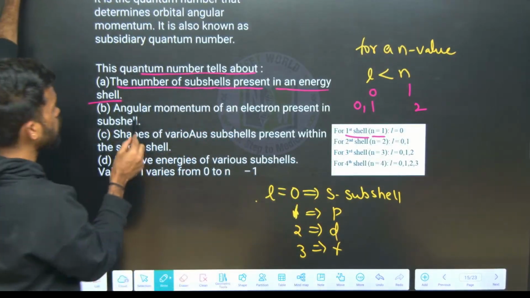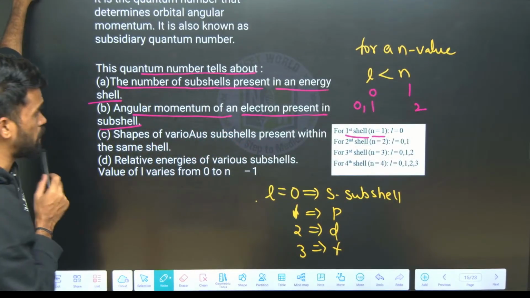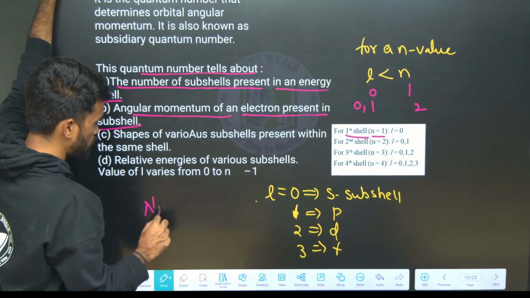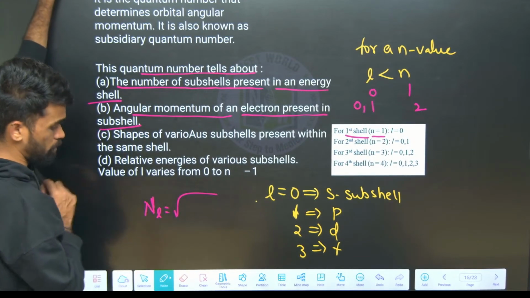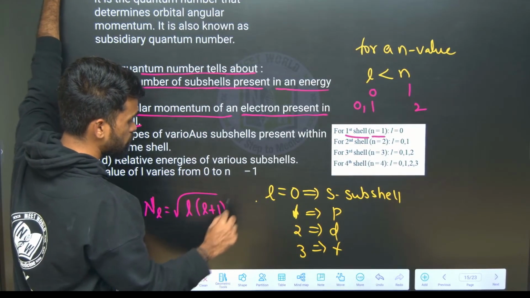The angular momentum of an electron present in the subshell is also given by this quantum number. Here I am indicating angular momentum like this. Take it as the formula: the square root of l into l plus 1, times h by 2 pi.